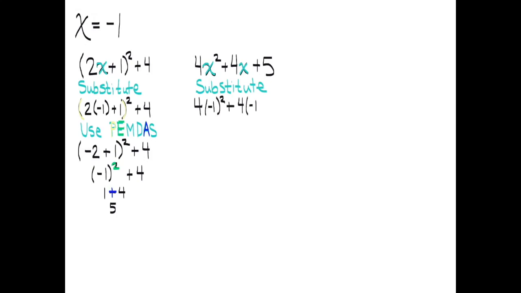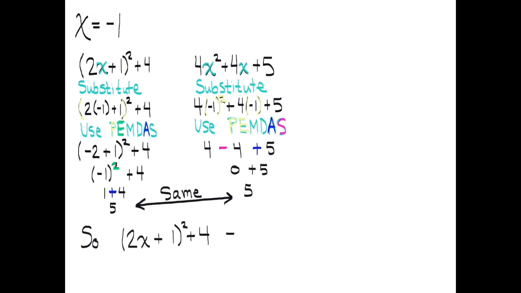Now we're going to do the same thing for the other expression that we found and see if we get the same value. So you substitute in, you use your PEMDAS, parentheses and exponents first, then you're adding and subtracting from left to right. So 4 minus 4 will give you 0, plus 5, you get 5, you get the same thing. Therefore, those two expressions are the same.